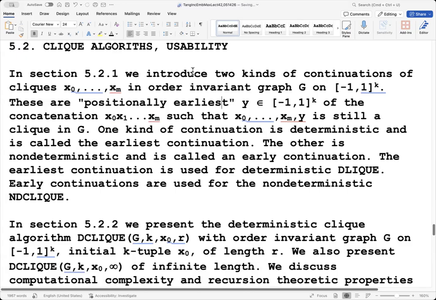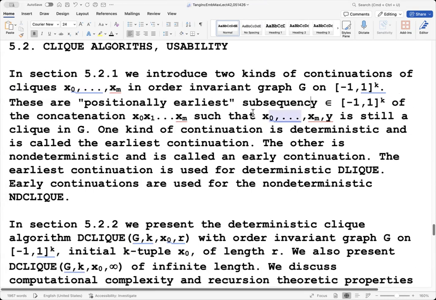You take the positionally earliest k-tuple of the concatenation. It's a subsequence of the concatenation, such that if you tack it on, you still have a clique. So you have a clique, and a continuation is a new vertex, an element of {-1, 1}^k, that you can add on.